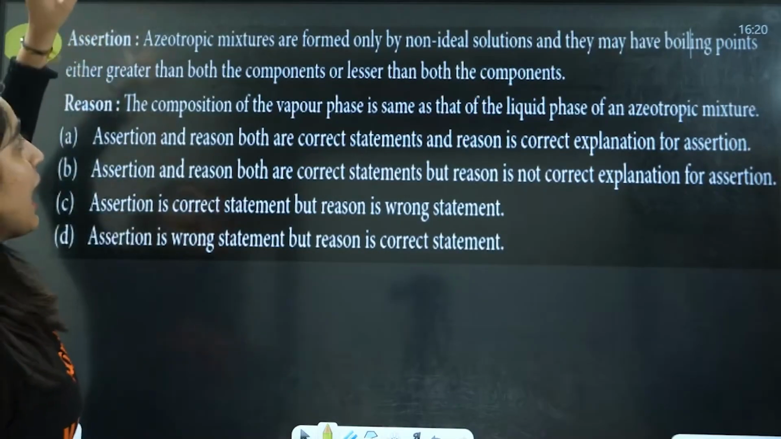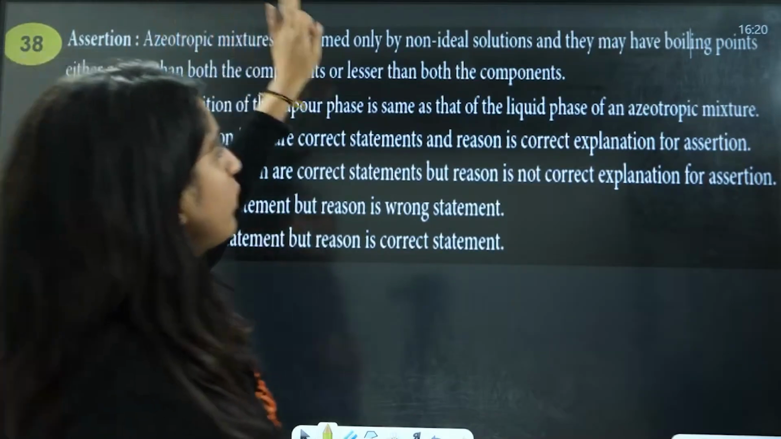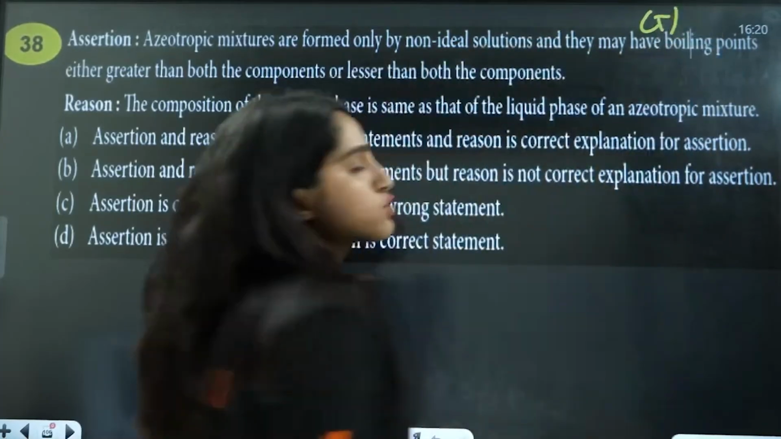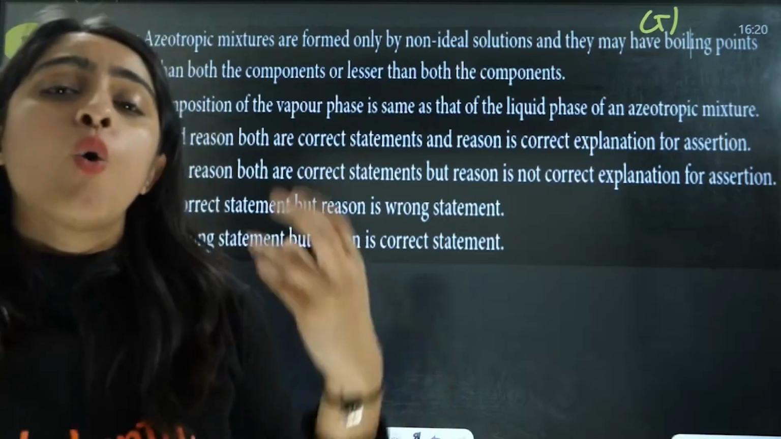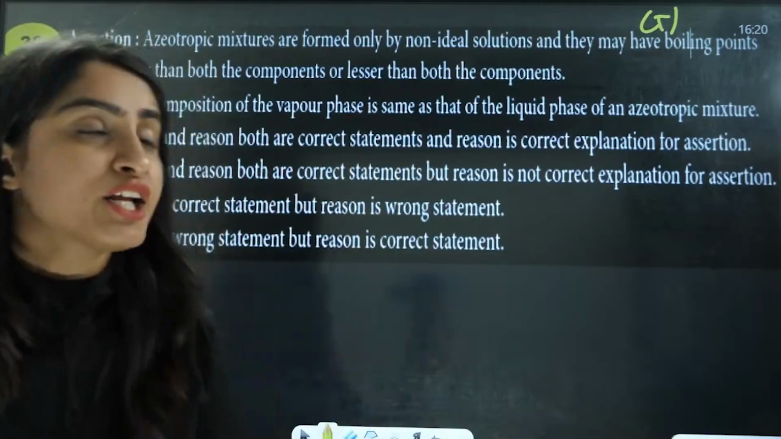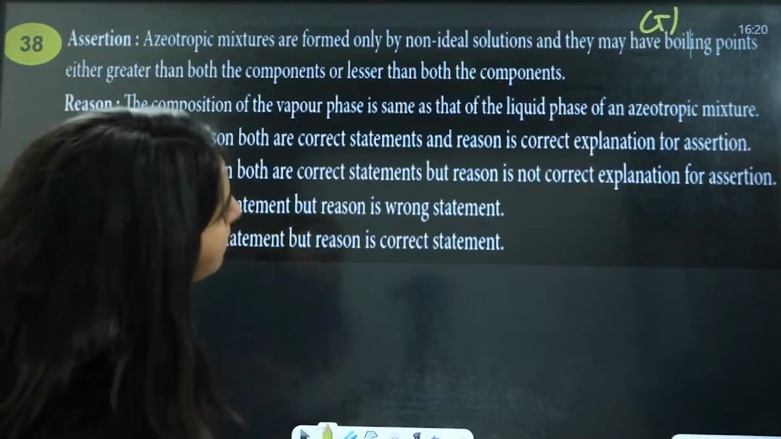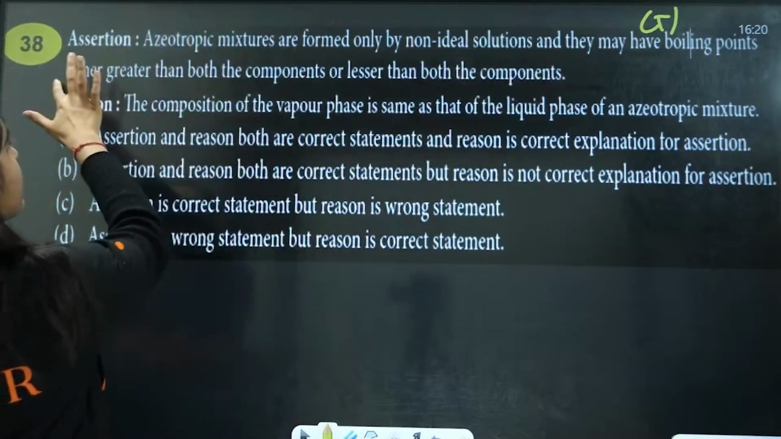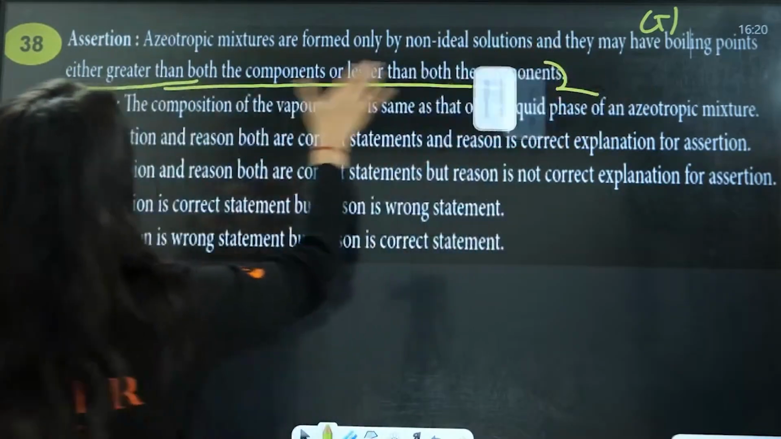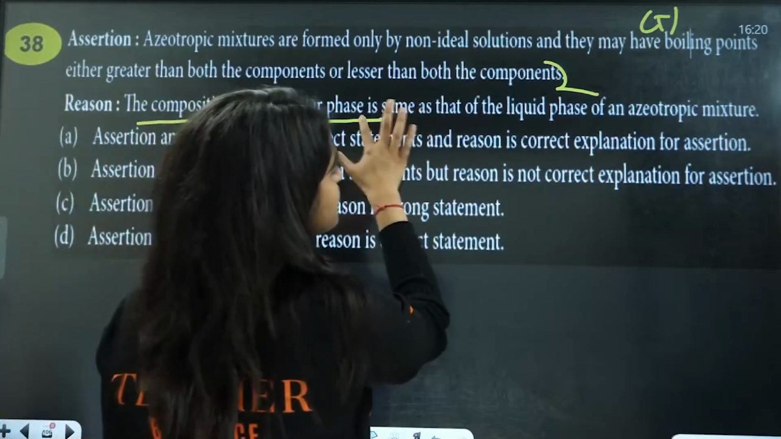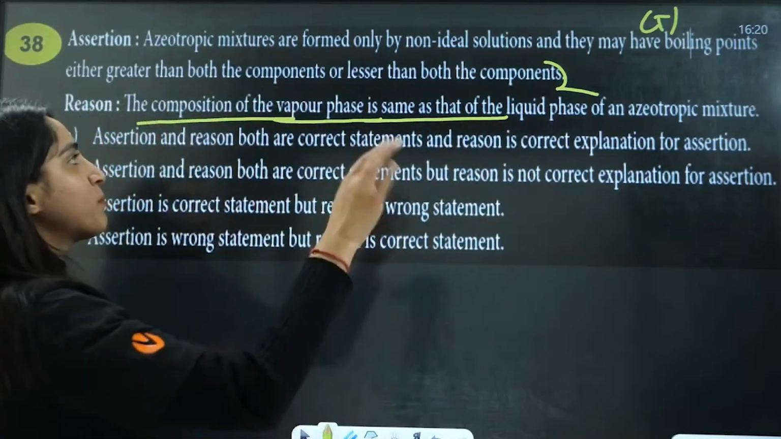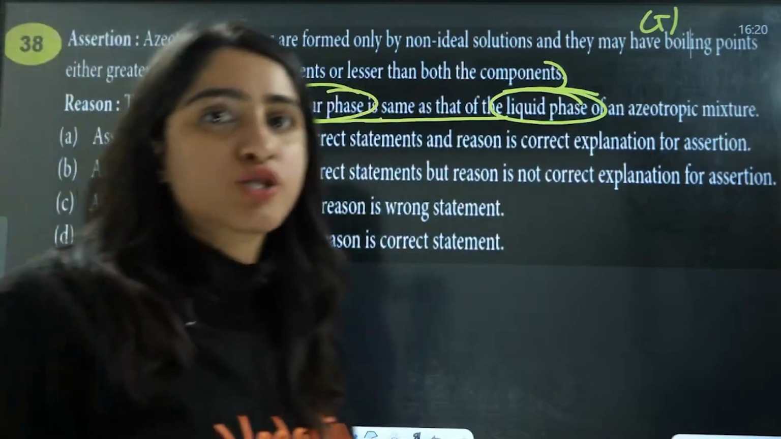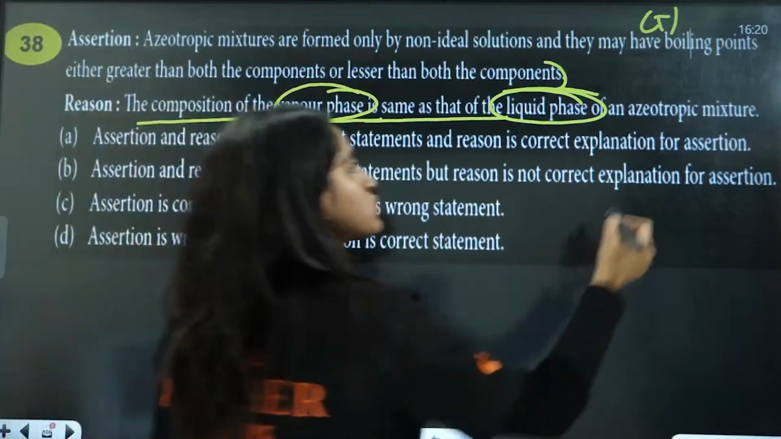Azeotropic mixtures are formed only by non-ideal solutions, and they may have boiling points either greater or lower than both the components. This statement is true. The composition of the vapor phase and of the liquid phase is the same in an azeotropic mixture. That is called azeotropic, minimum azeotropic, maximum azeotropic. Right? This statement is also true.